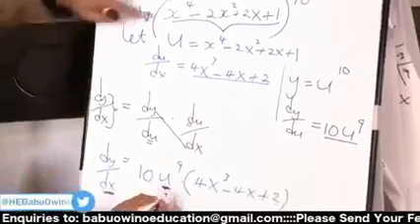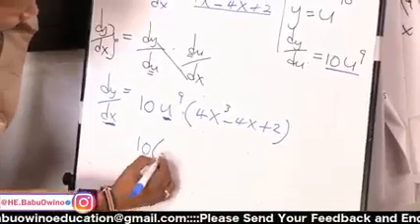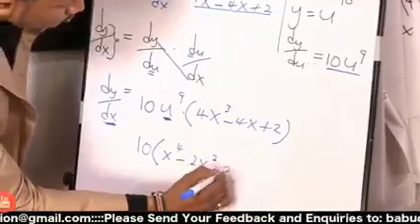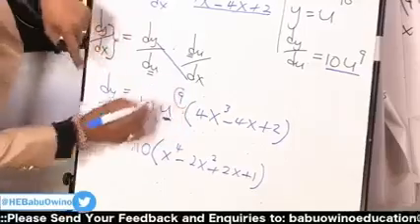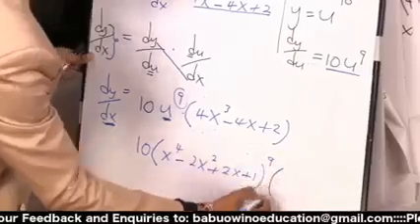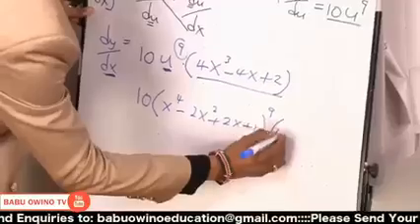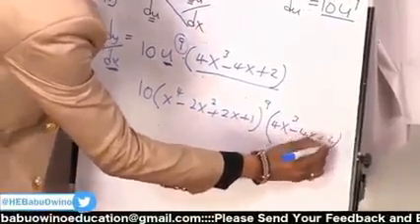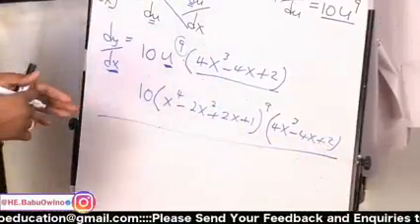Our u, initially we said let our u be equal to this. So just replace this with u, which is x raised to power 4 minus 2x squared plus 2x plus 1. But it is raised to power 9. Then this you multiply by du dx, which is 4x cubed minus 4x plus 2. And that's our answer for the chain rule. Very simple. We take one.